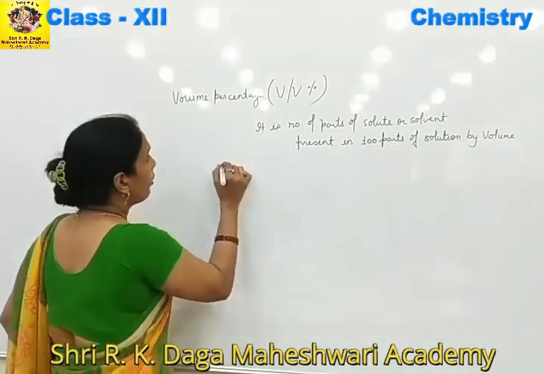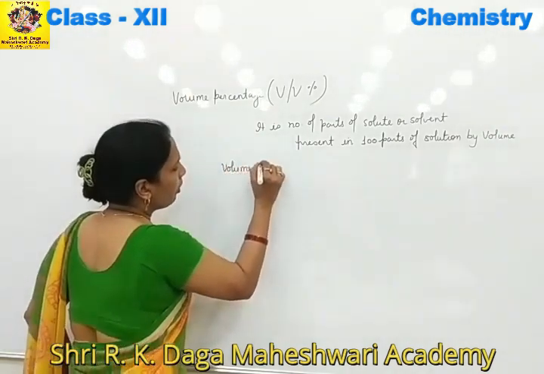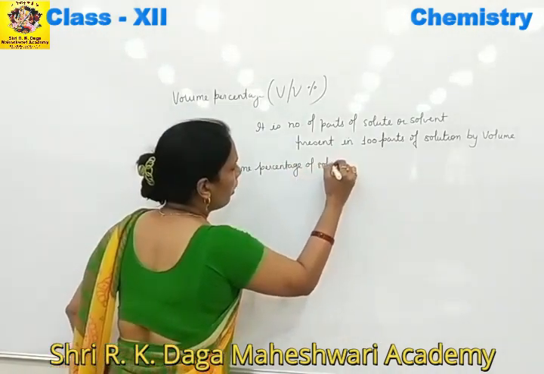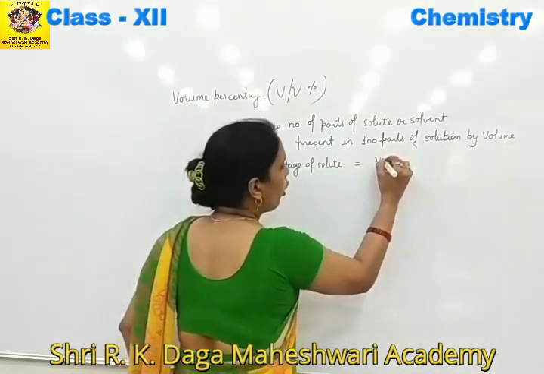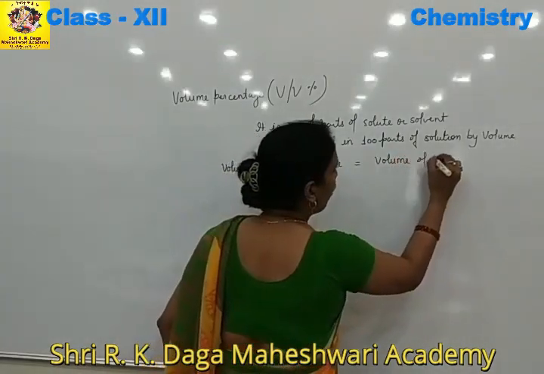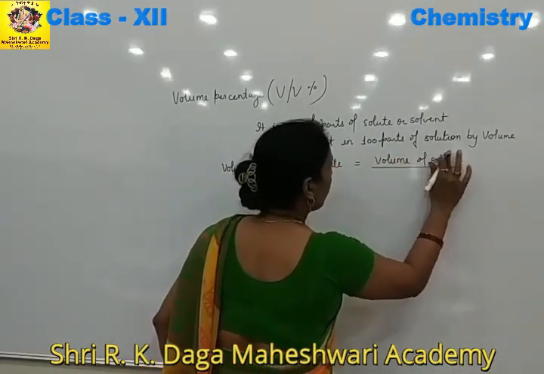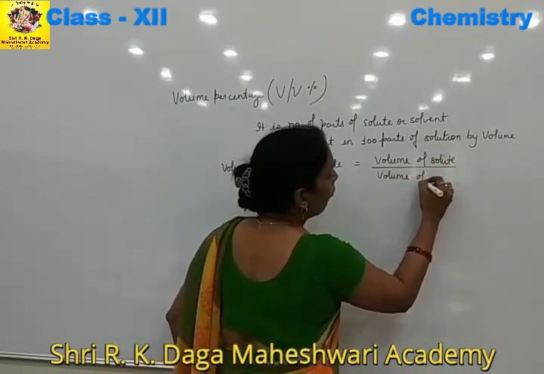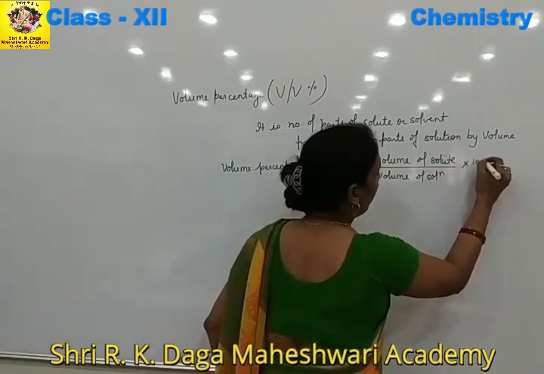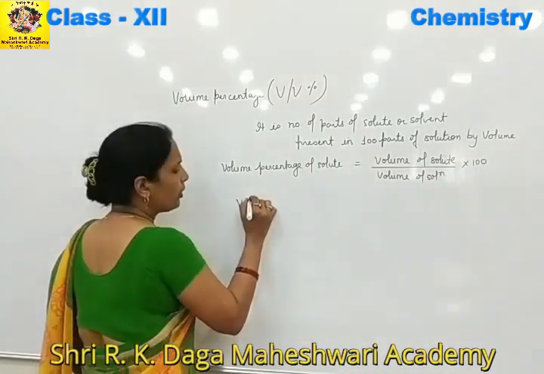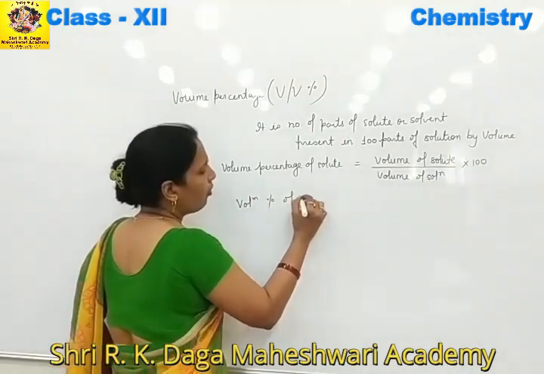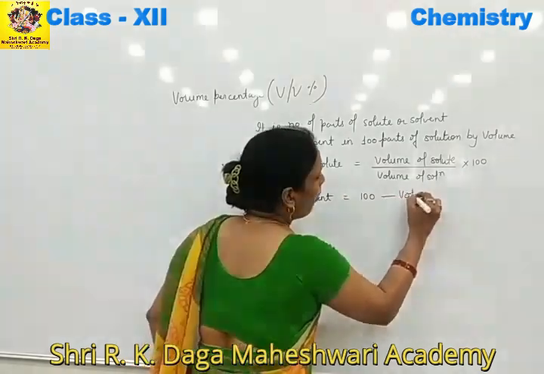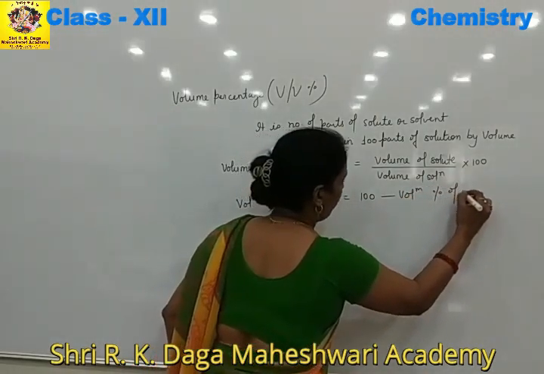Now how can you calculate volume percentage of solute? So what will be our formula here? Volume percentage of solute is equal to volume of solute divided by volume of solution, multiplied by 100, and the volume percentage of solvent can be calculated by the formula 100 minus volume percentage of solute.